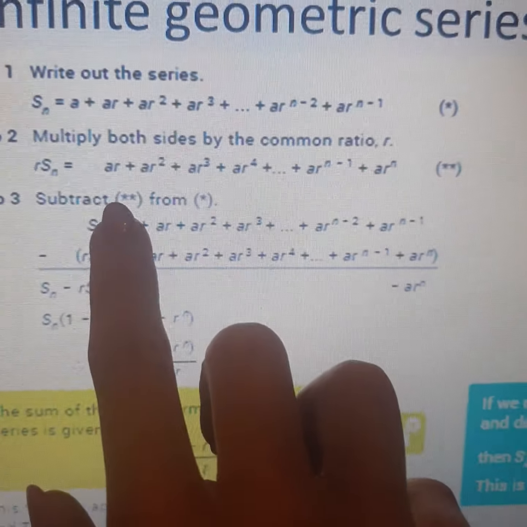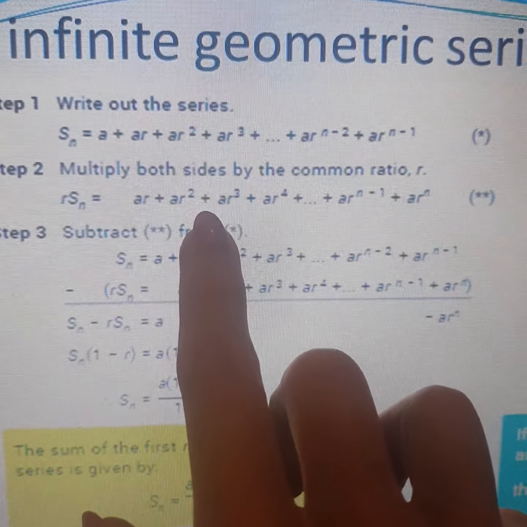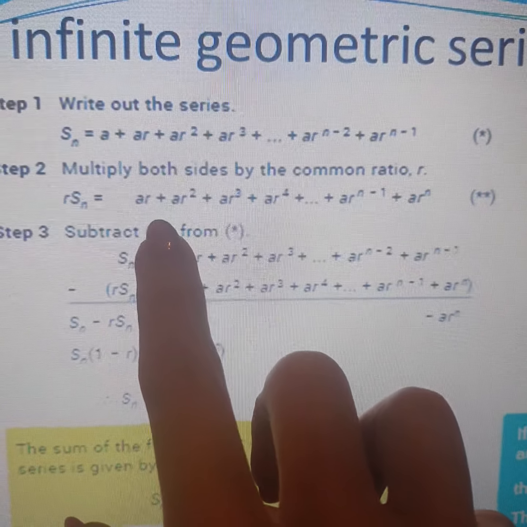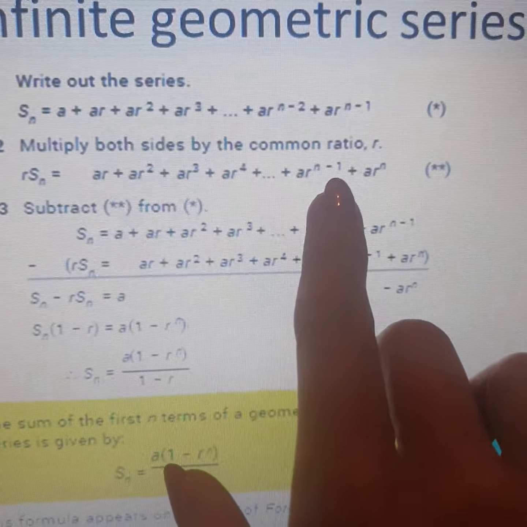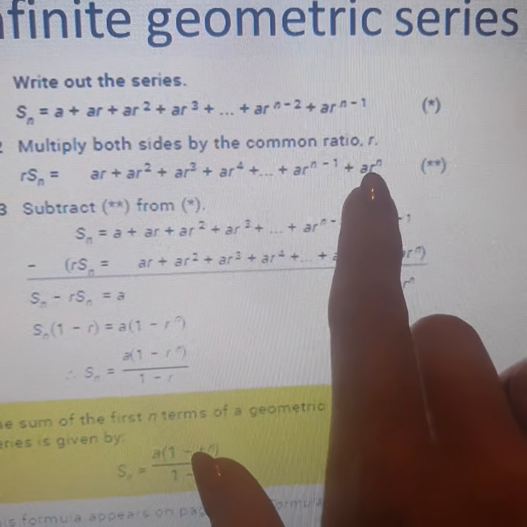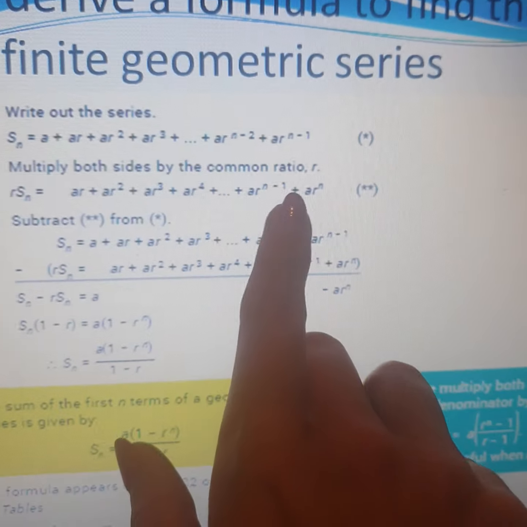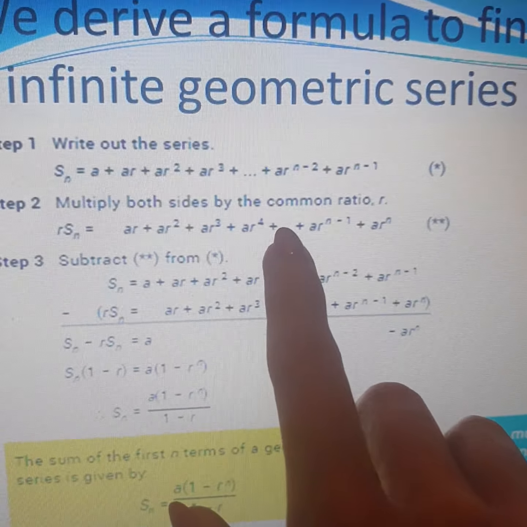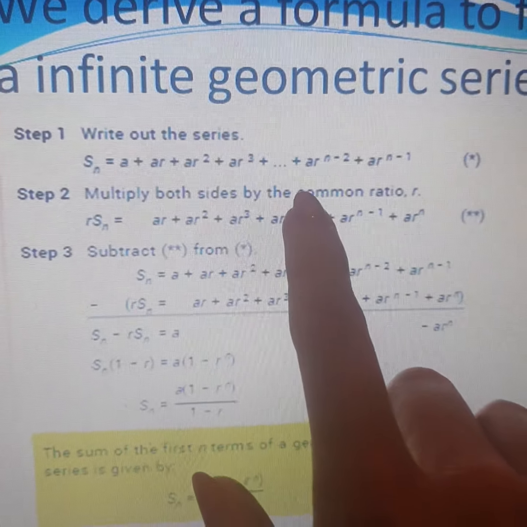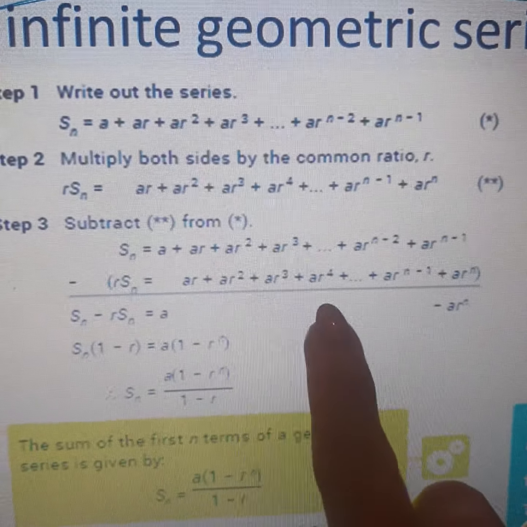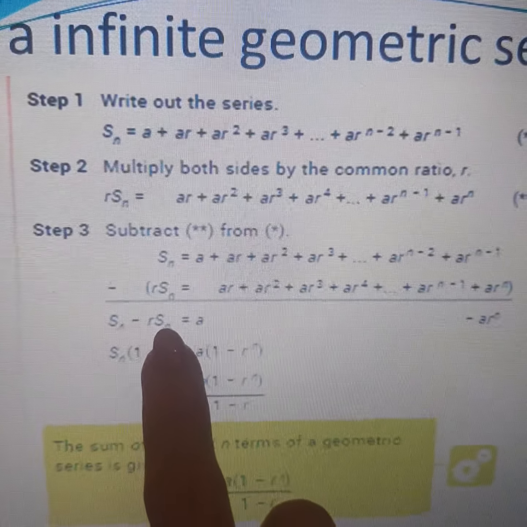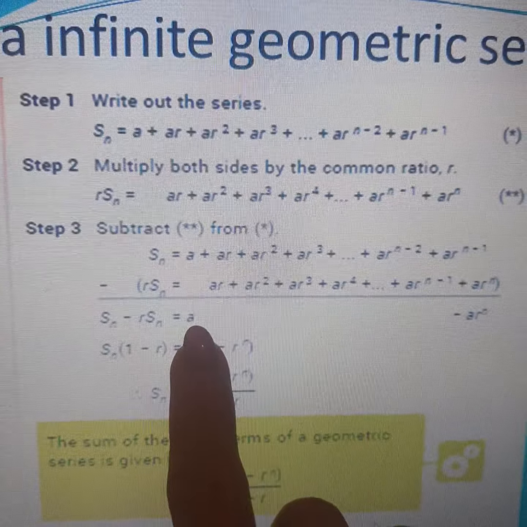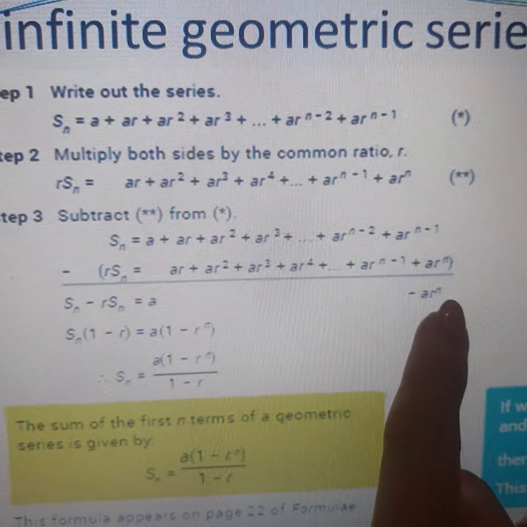Okay, so that will give me this geometric series then: AR plus AR squared plus AR cubed plus AR to the power of 4, all the way down to AR to the power of n. So therefore, we're going to be subtracting sequence 2 from sequence 1. If we subtract one from the other, it comes out to be Sn minus R Sn, we get A minus AR to the power of n.